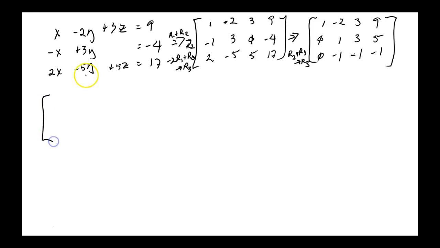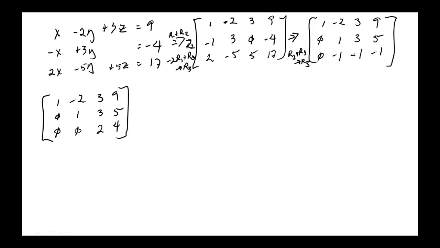So let's do it. Row 1, we're not messing with. That has that leading 1. We don't want to change it. So 1, negative 2, 3, and 9. That doesn't change. Row 2, we're using that leading 1, so leave that alone. 0, 1, 3, 5. And now the last row, that's the one we're changing. It's row 2 plus row 3. So 0 plus 0 is 0. 1 minus 1 is 0. 3 minus 1 is 2. And 5 minus 1 is 4. Okay, I'm sorry, my hearing's bad.